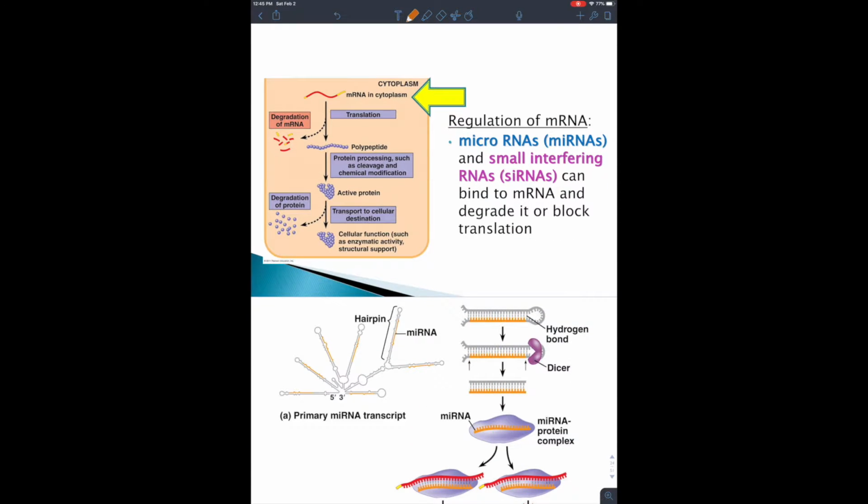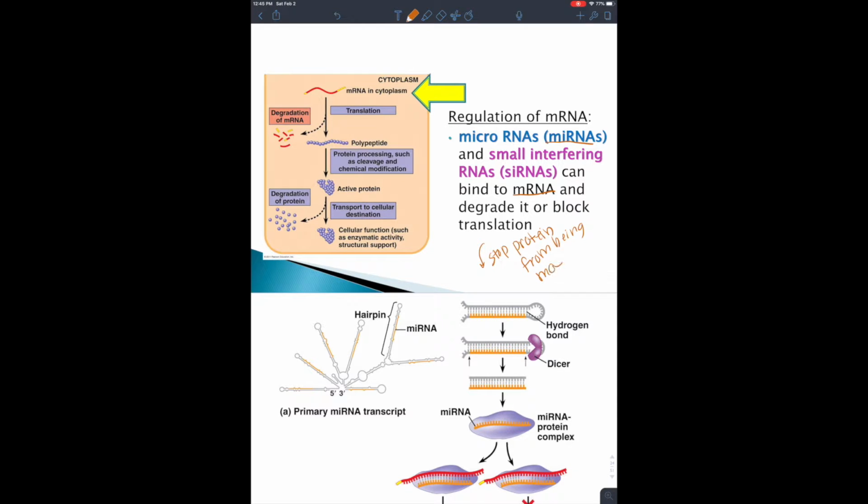Now there's some regulation that needs to occur with RNA when it comes to that whole activation process. We have microRNAs or miRNAs, and we have small interfering RNAs. And they can bind to mRNA and degrade it or block translation. So they can stop the protein from being made.